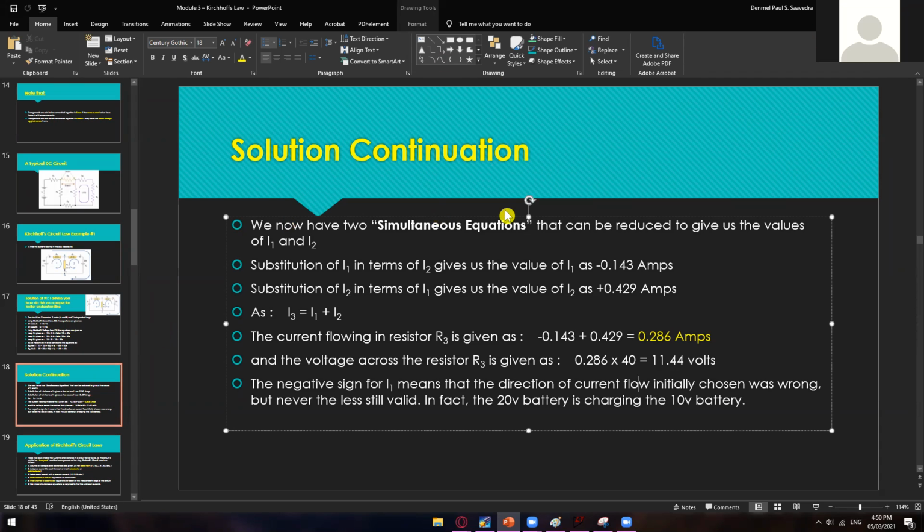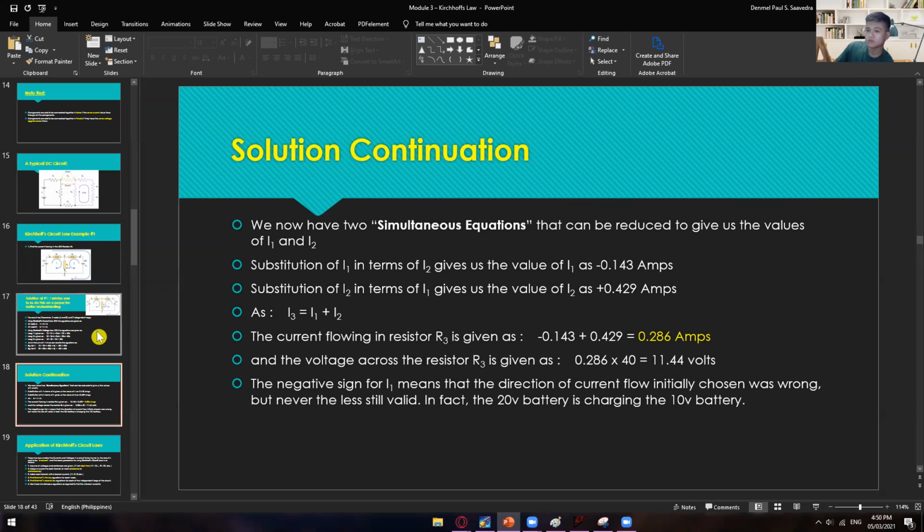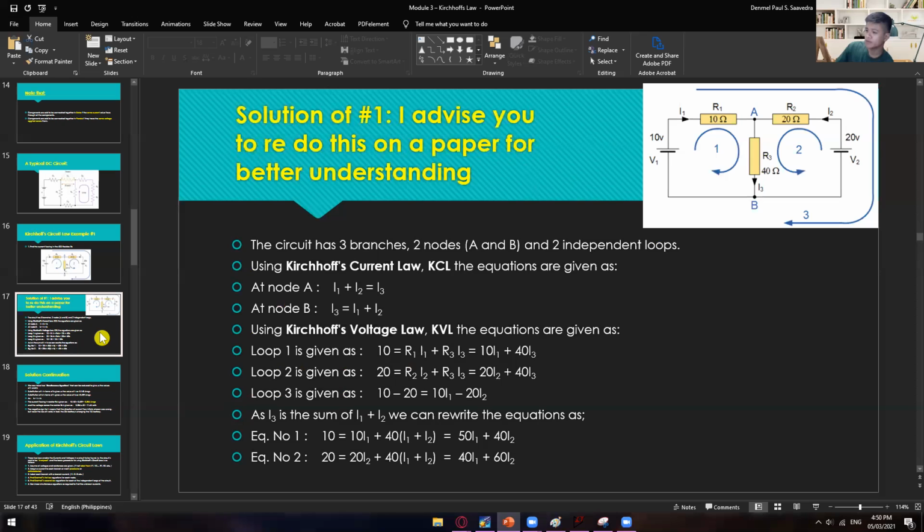All right, so let us wait 1 more minute for the others. While waiting for the others, this is now your chance to ask a question. What part gave you a hard time in understanding how to solve a circuit using KVL and KCL? Or were you guys able to follow?